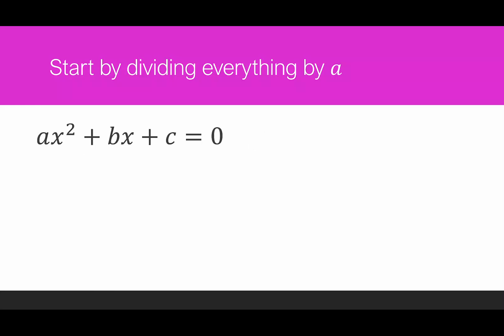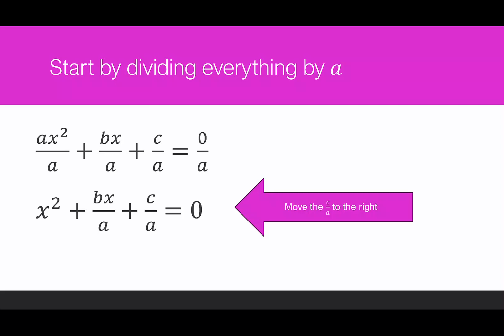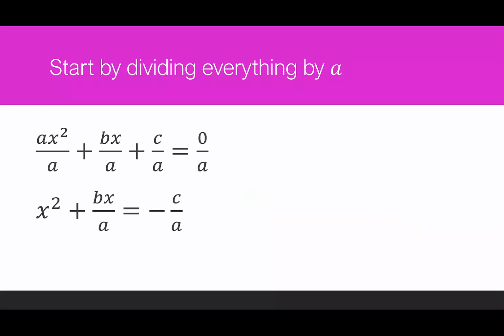The first thing we have to do is make the leading coefficient a 1. We cannot have a number other than 1 in front of our x squared term. So we're just going to divide everything by a. It becomes x squared plus bx over a plus c over a equals 0. The next thing I'm going to do is move the c over a over to the right. I'm trying to isolate the x terms and get a number on the right side. So now I have x squared plus bx over a equals negative c over a. I'm just going to change that slightly and use that b over a as a coefficient for x. So I just rearranged the way that term looked. It's still the same value. I just wrote the b over a as a coefficient to the x.